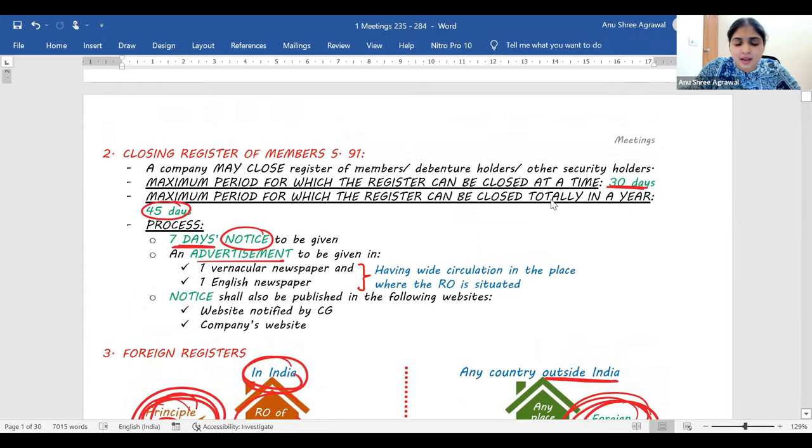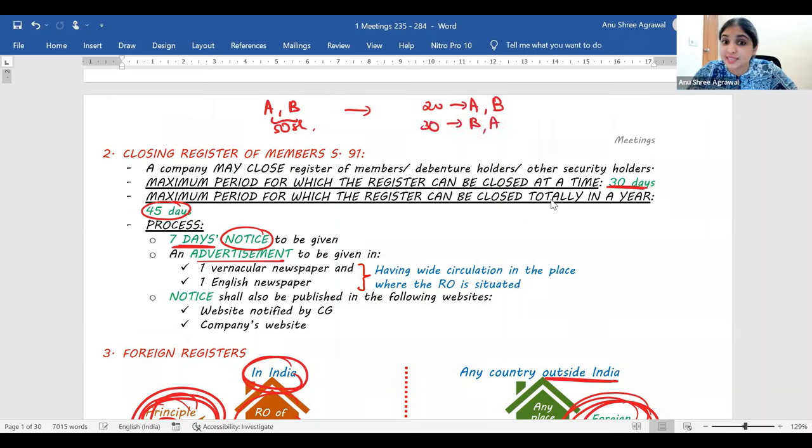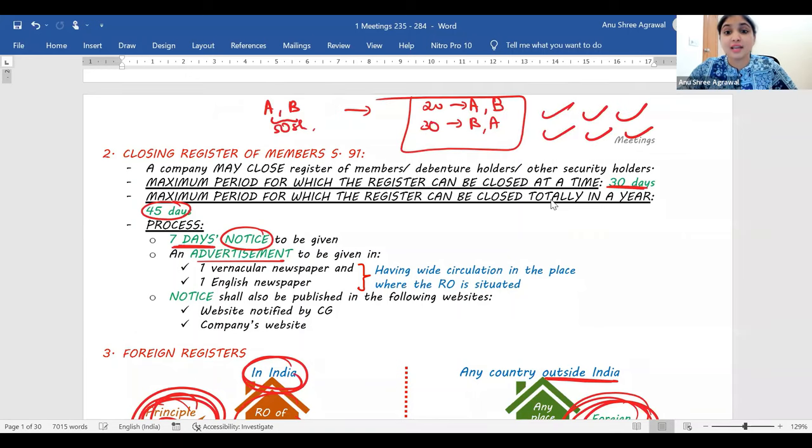Let us say A and B together own 50 shares. Can they tell the company, for 20 shares, A's name should be first, B's name should be second. Balance 30 shares, B's name should be first, A's name should be second. Can they split like this and inform the company? Yes, this is allowed. This is called splitting of shares. All right.